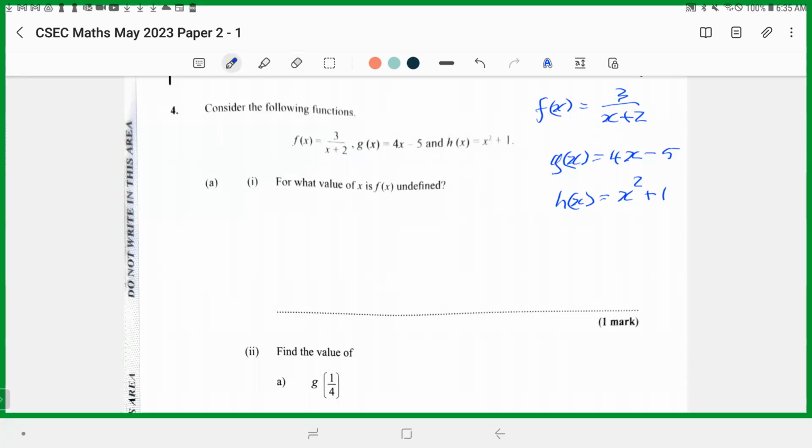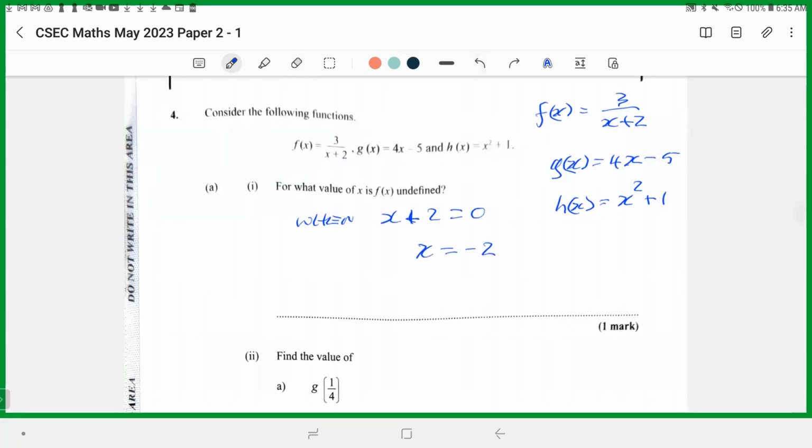So it's basically when x plus 2 equals 0, which is when x equals negative 2. So this is the answer: x equals negative 2.